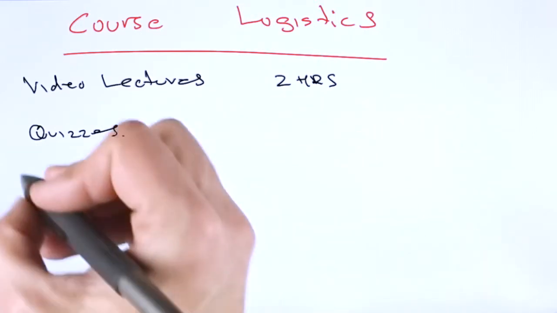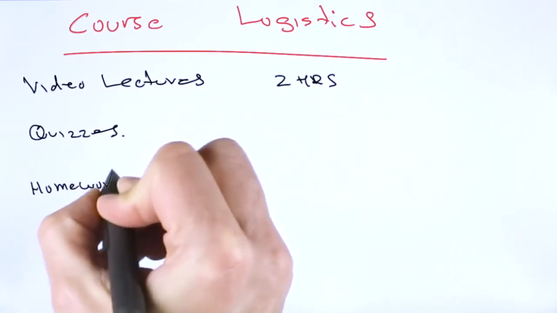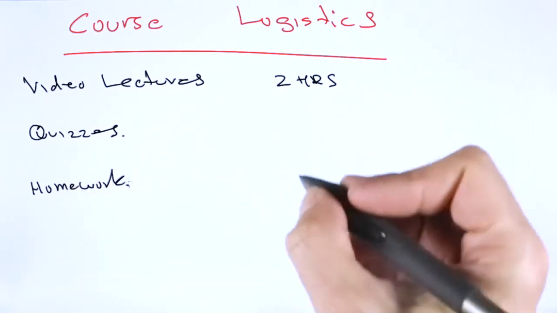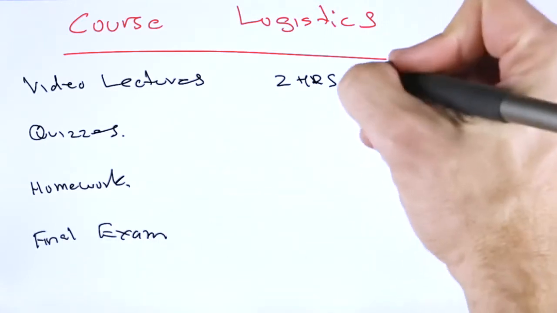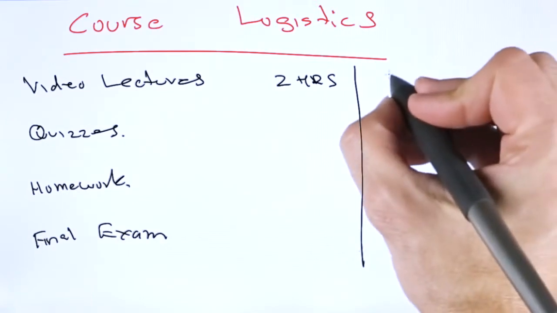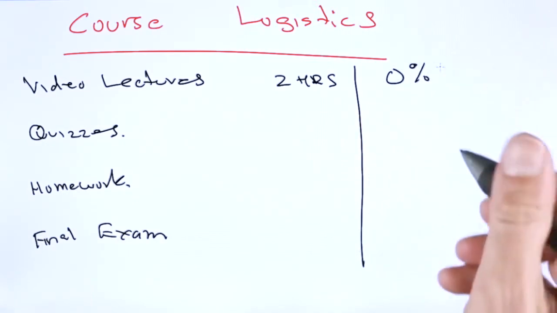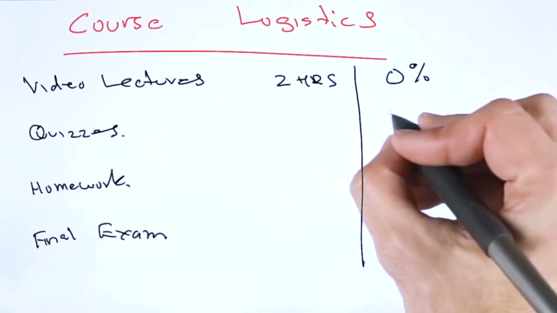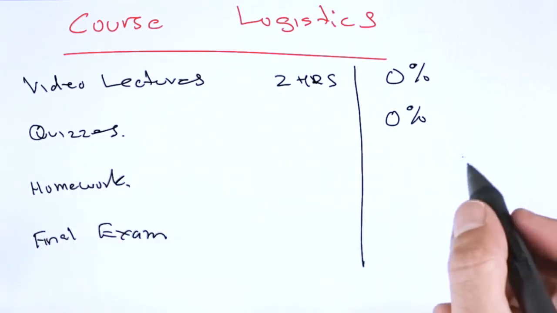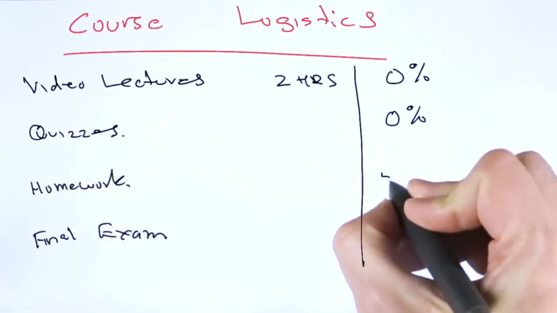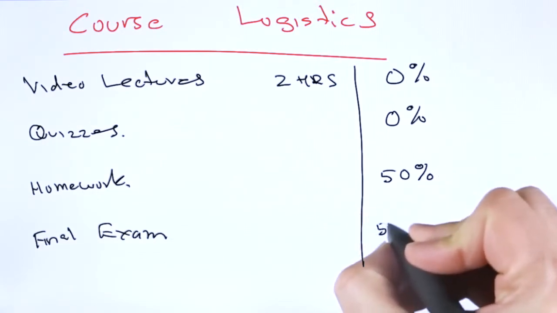And then at the end of each week, typically due on a Monday, there's a homework assignment. And the homework assignment will ask you to program a bit, sometimes ask you some general questions about the material from that week. And at the end of the 7 weeks, there's a final exam. So video lectures don't count toward your grade, but we hope you watch them because we think they're very useful to learning. Quizzes don't count toward your grade, but again, very useful for learning and checking to make sure that you understand. Homework is going to be 50% of your grade, and the final exam is going to be 50% of your grade.